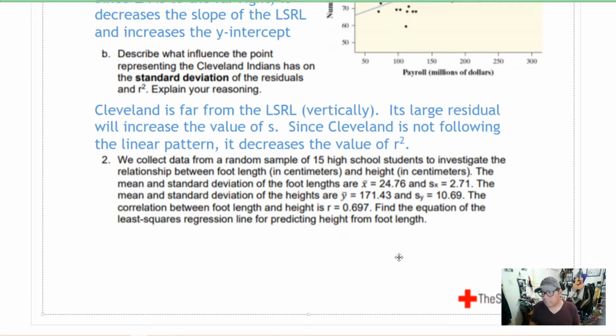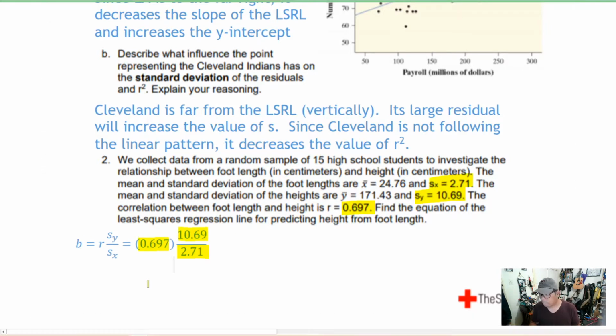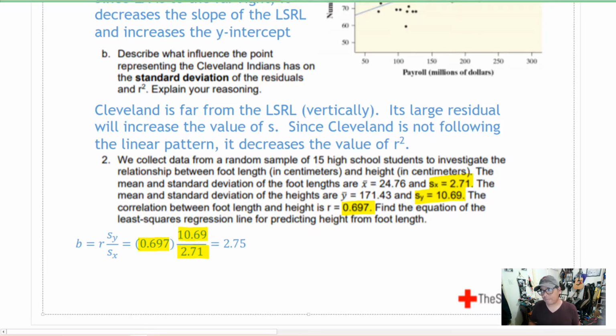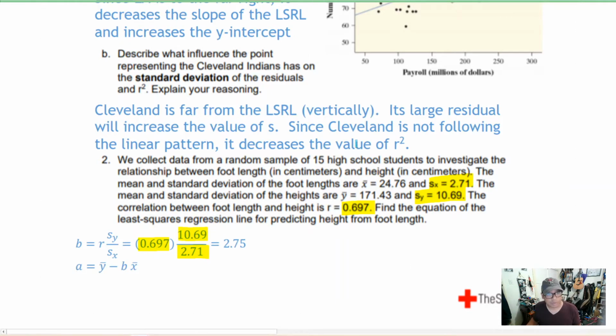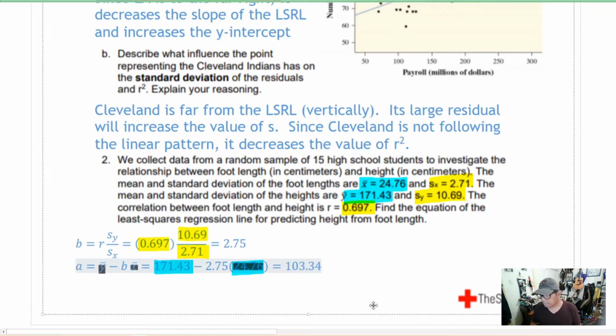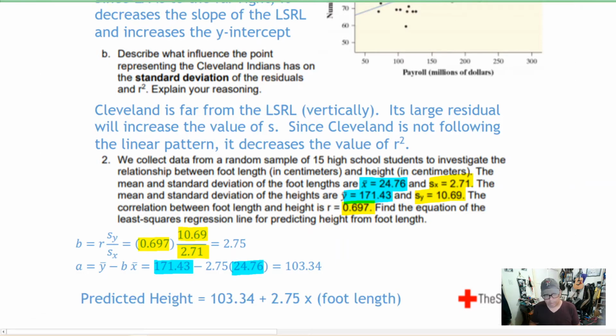Let's remember our formulas, starting with b. b is r multiplied by sy over sx. We'll substitute those numbers, and that calculates to 2.75. Now let's remember our equation for a, and then we'll substitute those values again and calculate. Perfect. We have a value for a and b. We are now ready to create our least squares regression line. So we're predicting height from foot length. Our predicted height is 103.34 plus 2.75 multiplied by foot length.